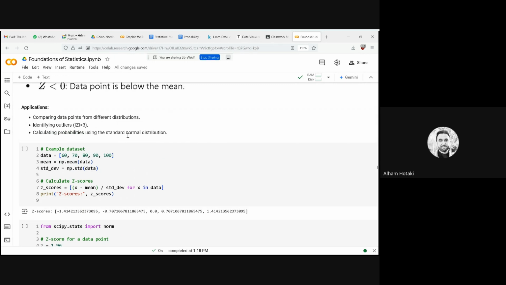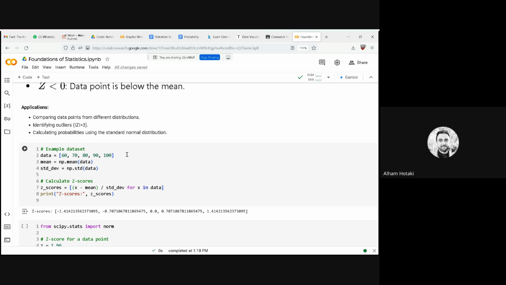Why is it important? Because we are comparing data points from different distributions. If you have different distributions and you want to compare their data points together, one of the good measures for that is the z-score. You have to find the z-score in all these distributions and then compare those data points. So it's below the mean or above the mean. How close is it to the mean? Closer to the mean is good. Below the mean depends on how you assess it. So this is your understanding.